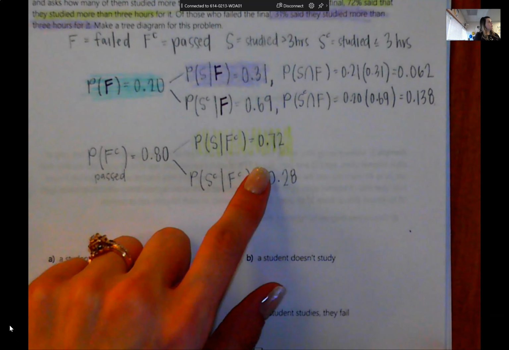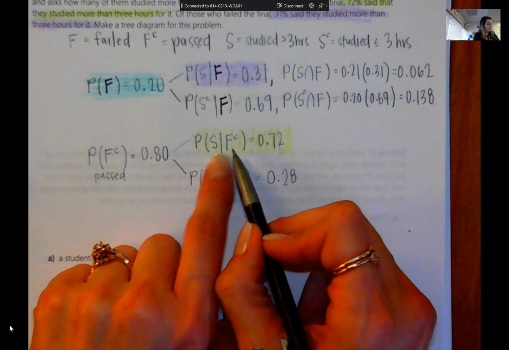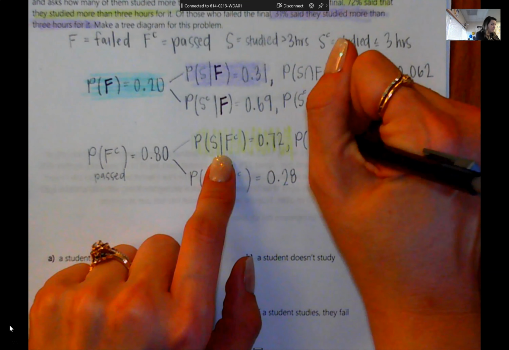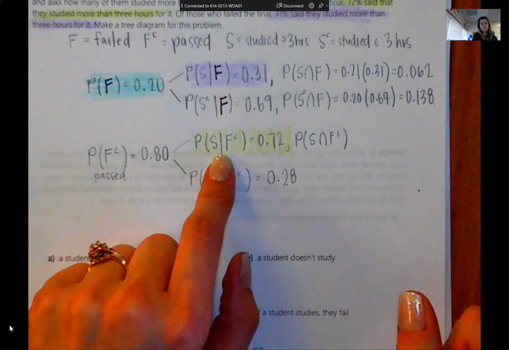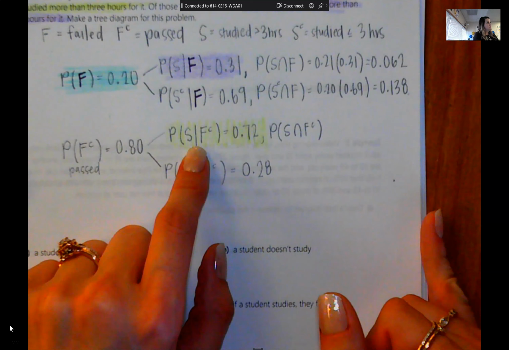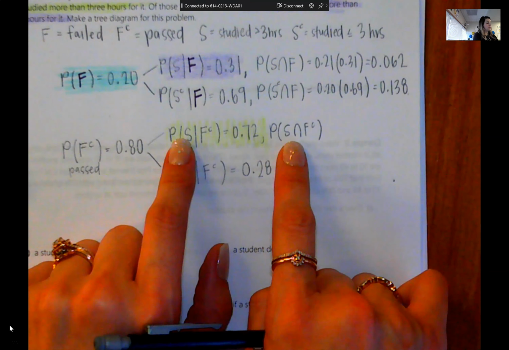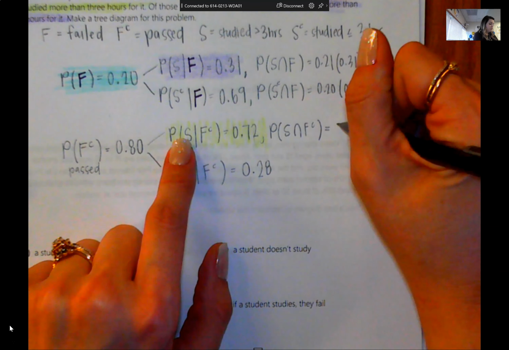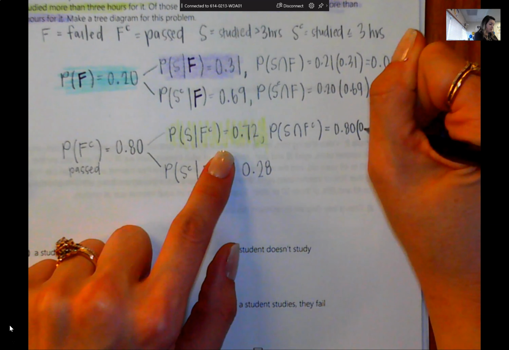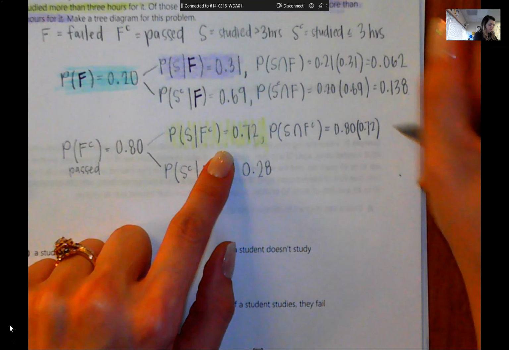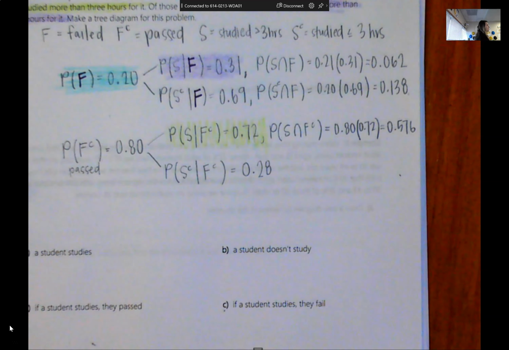Okay, next one down here, we can do the same thing. So I'm basically pulling these letters right here. The probability that they studied and passed. This one should be much higher. So I'm pulling these two events, S and F complement, and putting an intersection between them, is equal to 80% times 72%, which is 57.6% or 0.576.